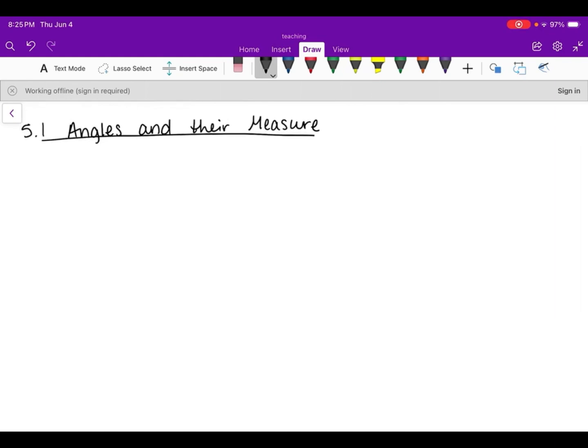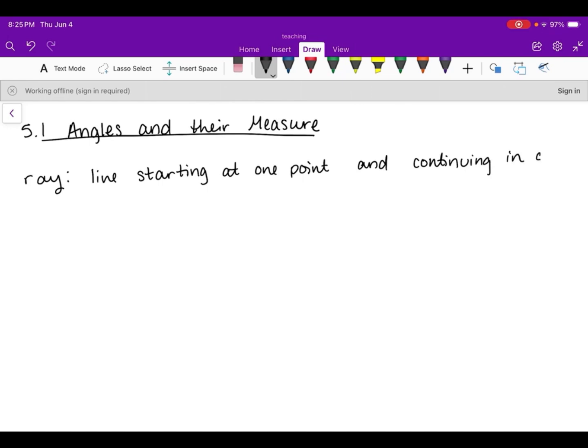When we're talking about angles, the first thing we want to discuss is a ray. So a ray is a line starting at one point and continuing in one direction forever.